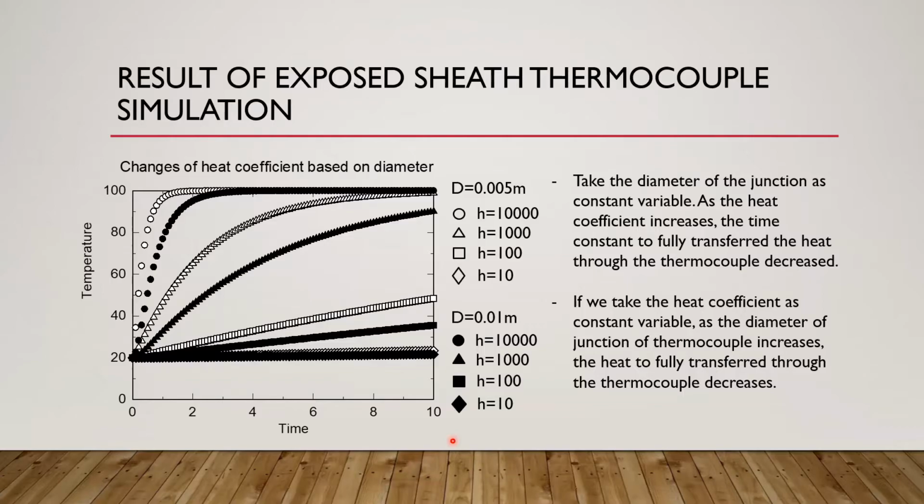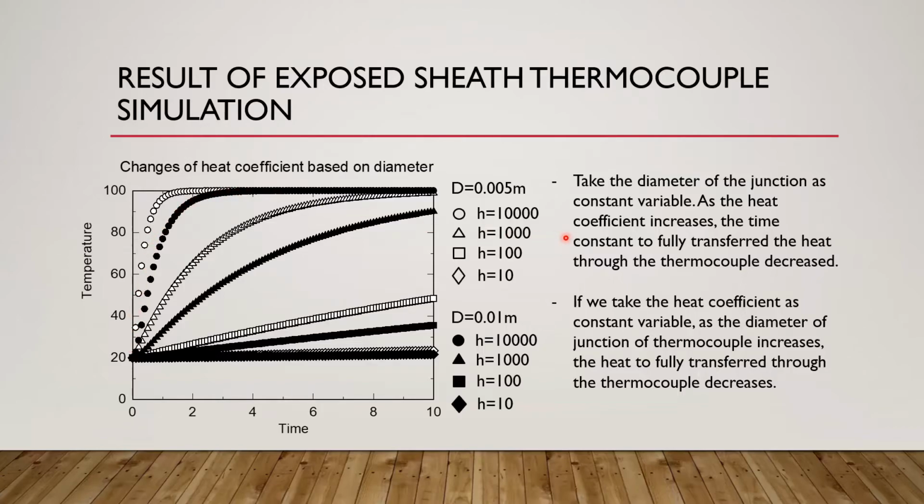So let's say we apply the condition where we take the diameter of the junction as a constant variable, we only need to compare the data within the heat coefficient, where we need to compare the sphere, triangle, square, and spade with their colors. Okay, so right here we can see that when the heat coefficient increases, the time constant to fully transfer the heat throughout the thermocouple decreases.